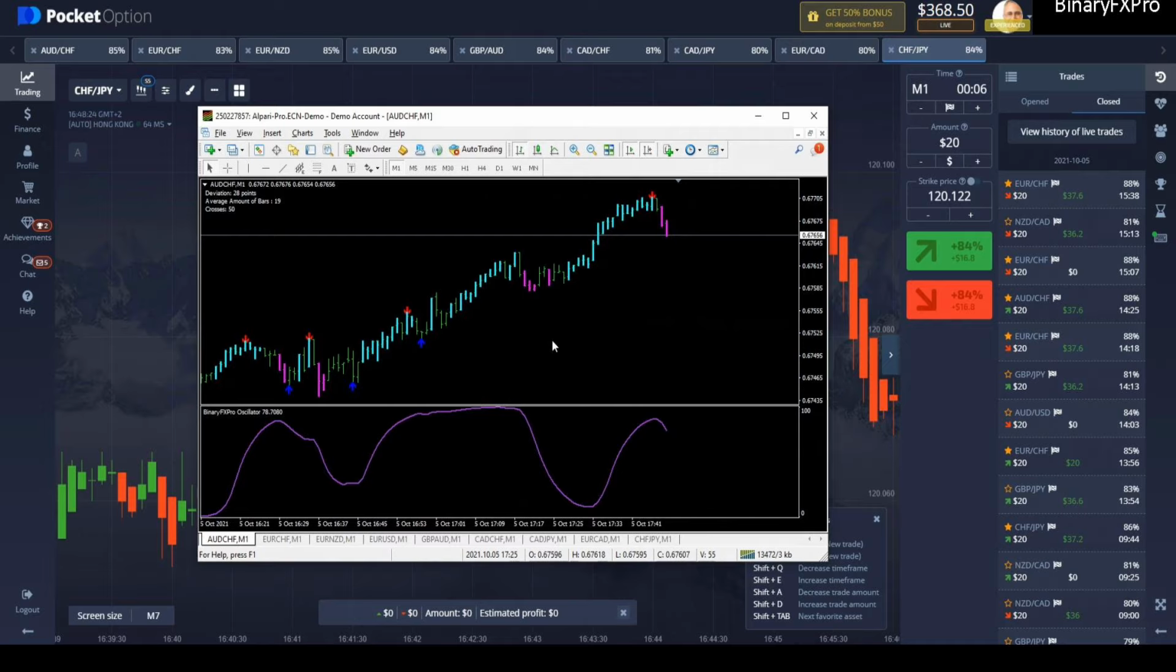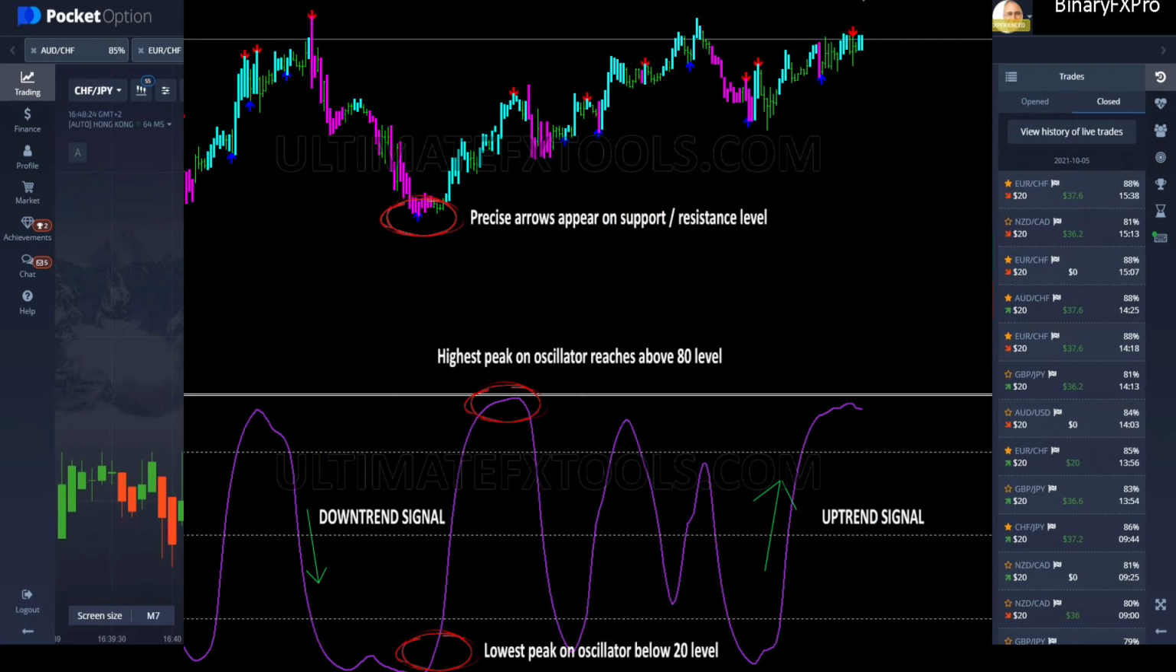We have already set up our MetaTrader 4 with our Binary FX Pro indicator. I will show you how to use the Binary FX Pro indicator. The peak must be at its highest level or at the lowest level. The arrow appears on the calculated support or resistance level of the price action.